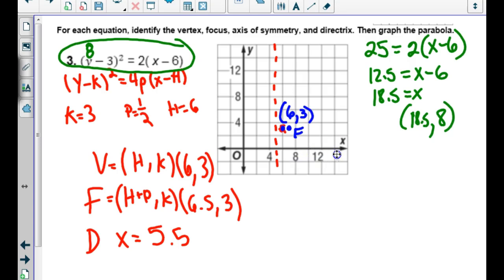Not great, but we might be able to fit it on here. 8 plus 4 is 12, plus 4 is 16. So 18.5 would be out here somewhere. By the time it gets up to 8, wow, this is very narrow, yes? A skinny parabola.